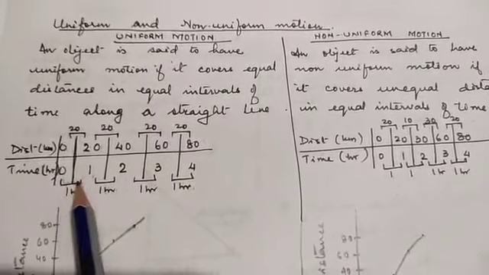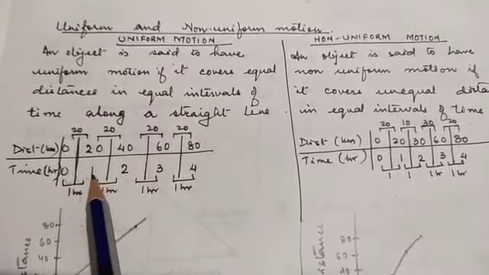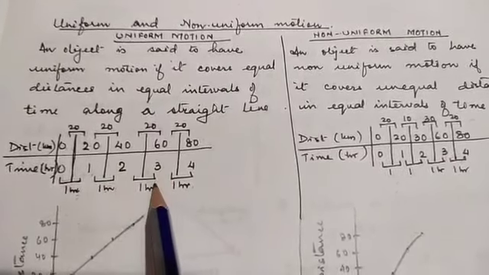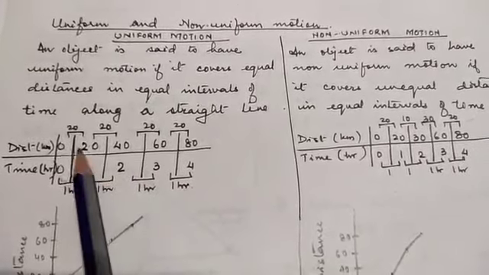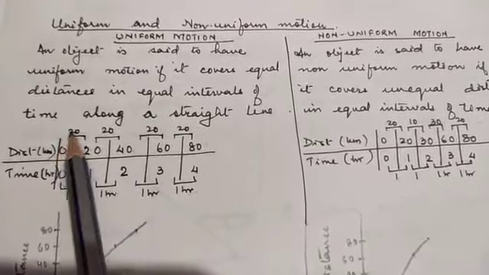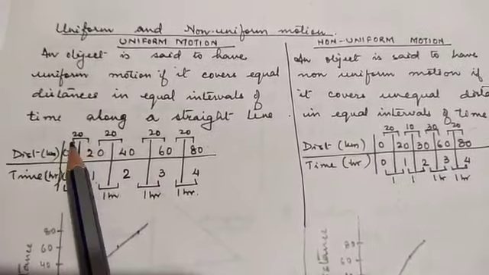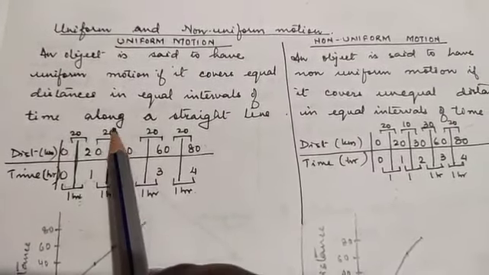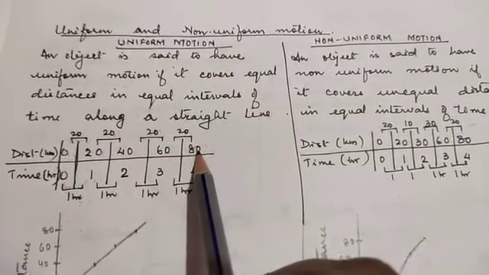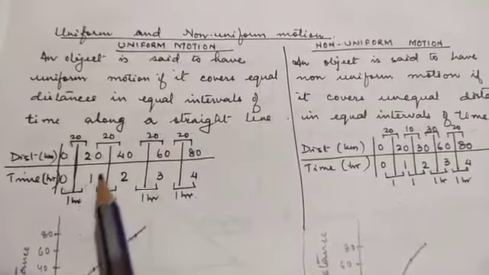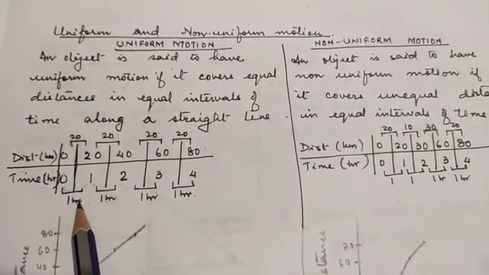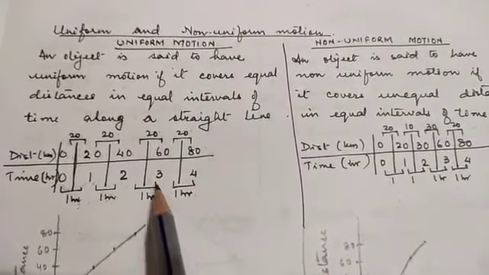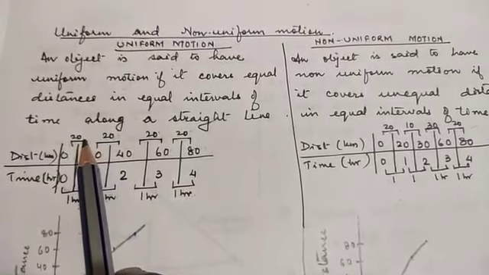Now what is the time interval? This is 1 hour. From 1 to 2 is 1 hour, 2 to 3 1 hour, 3 to 4 is 1 hour. And what is the distance covered in 1 hour? It is 0 to 20 kilometers, 20 to 40 20 kilometers, 40 to 60 20 kilometers, and 60 to 80 20 kilometers. Here you see that every hour the car is traveling 20 kilometers.